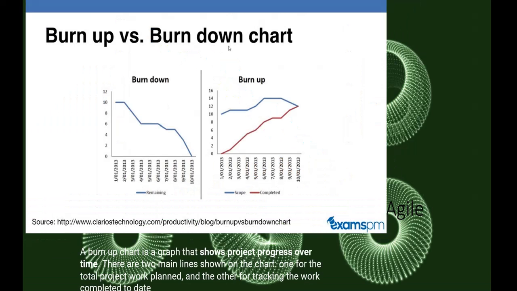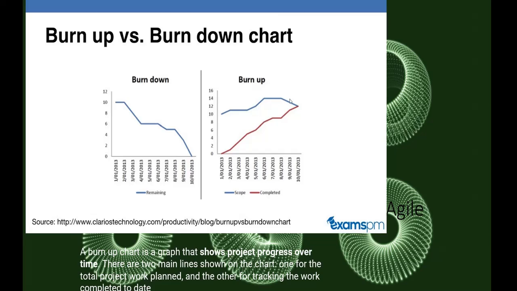And the burn up chart is the opposite one. The burn up chart shows project progress over time. Like in here, there are two main lines on the chart, one for the total project work planned and the other for tracking the work completed to date. So this is the scope and this is the complete one.